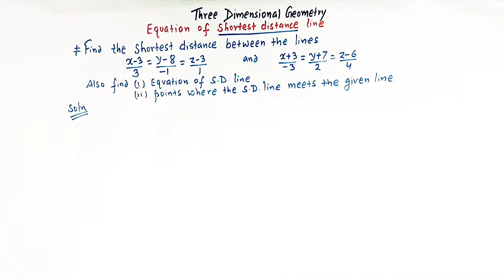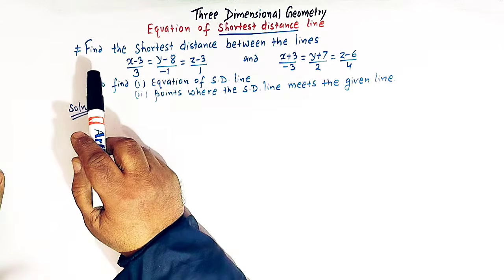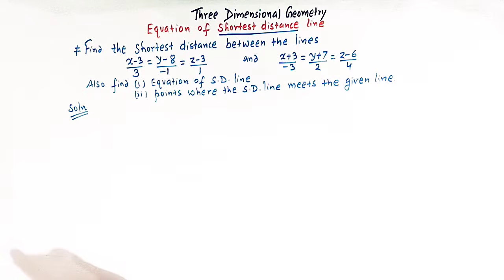Hello, viewers. In today's class, we are going to discuss an important problem related to three-dimensional geometry. In this session, we are going to discuss a problem related to the shortest distance between two non-coplanar lines. Non-coplanar lines are also known as skew lines.